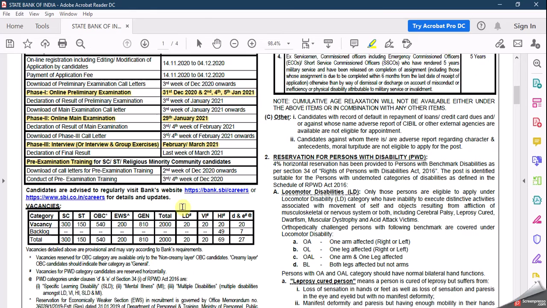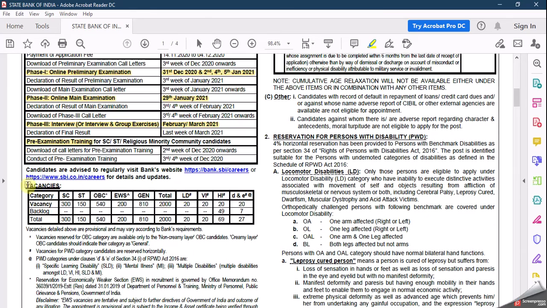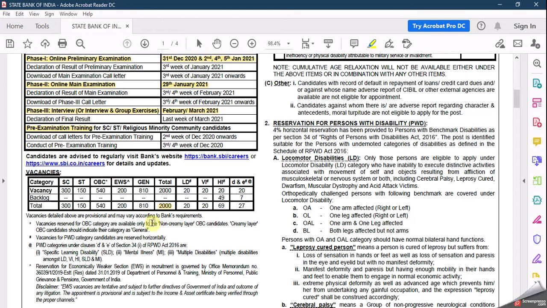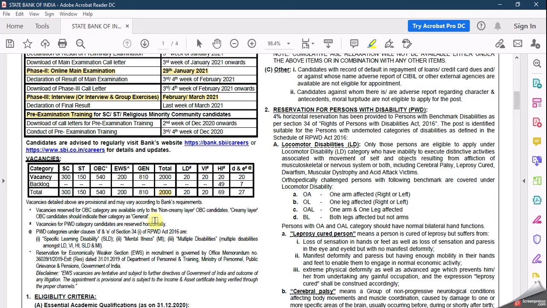So the most important thing now is what are the vacancies? How many vacancies are there? Total 2000 vacancies are there. Out of 2000 vacancies, the general category has 810, then EWS has 200, OBC candidates will have a vacancy of 540, ST is 150 and SC is 300. They have clearly mentioned that these vacancies are provisional and they may vary in future according to their requirement.